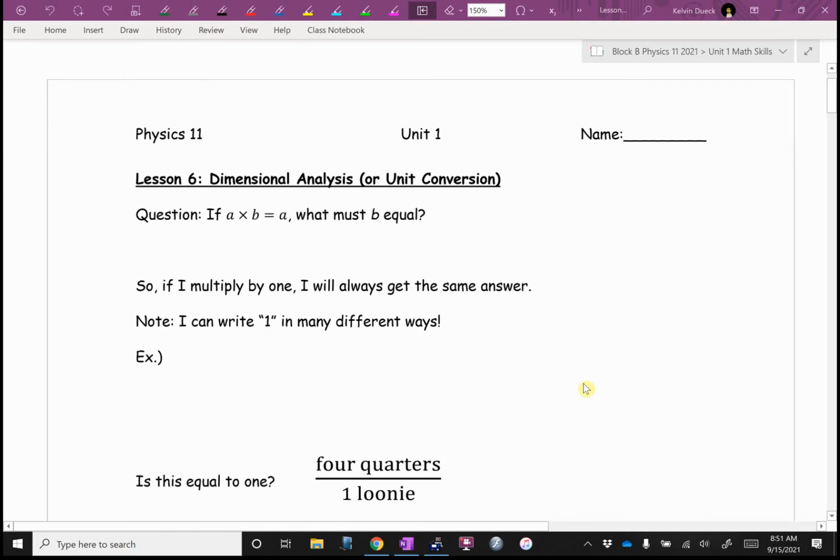Here's the first thought puzzle. If A times B equals A, what must B equal? If 5 times something equals 5, what number must be there? 1. So the first thing, which may be Captain Obvious, but it's actually terribly profound, if I multiply by 1, I'll always get the same answer. The method that I'm going to teach you is going to involve multiplying by 1 because we don't want to change our value. We want to make our value look different units, but it still has to have the same value.